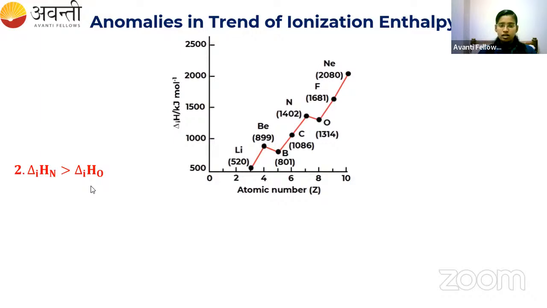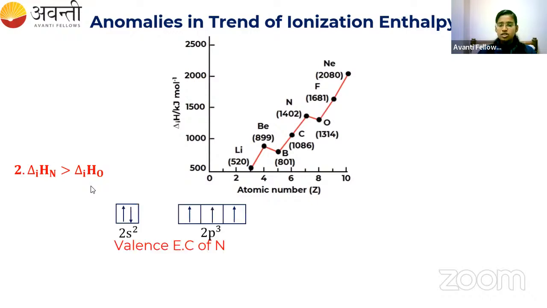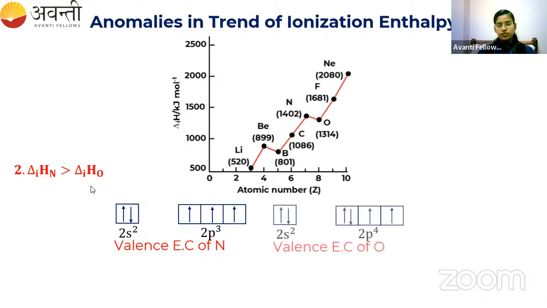So let me take the electronic configuration of nitrogen. Yeah, very good. So this is the configuration of nitrogen: 1s2, 2s2, 2p3, and this is the outermost configuration. Yes, Harmit, very good. Your answer is exactly correct. And coming to oxygen, the configuration is 1s2, 2s2, 2p4. So nitrogen is having 2p3, oxygen is having 2p4.